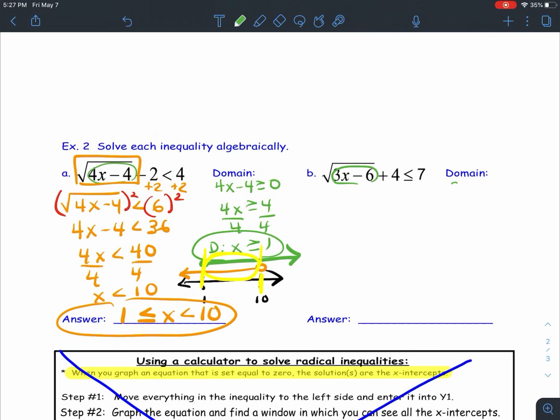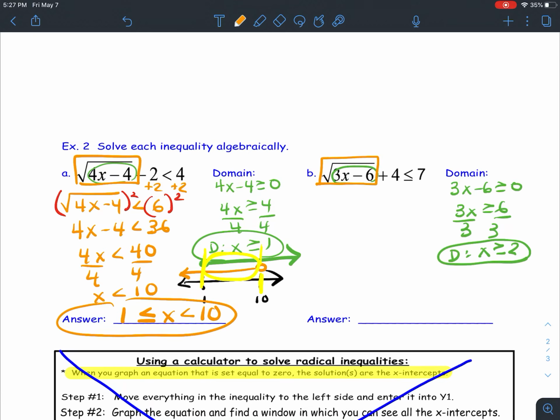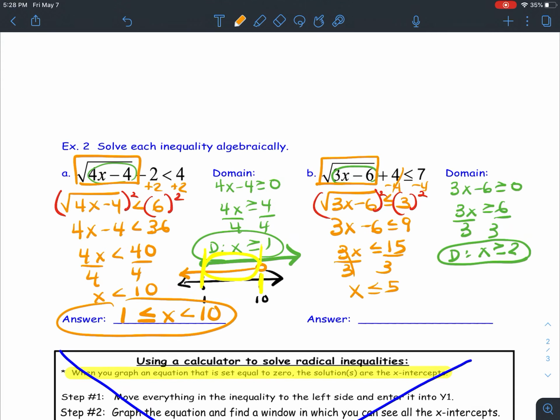Okay, we're going to do one last problem here. Domain restriction. Okay, I'm getting the domain restriction to be x is greater than or equal to 2. Okay, I'm now going to go ahead and isolate this radical. Move this 4 over. Okay, we now can square both sides and finish getting this x by itself.